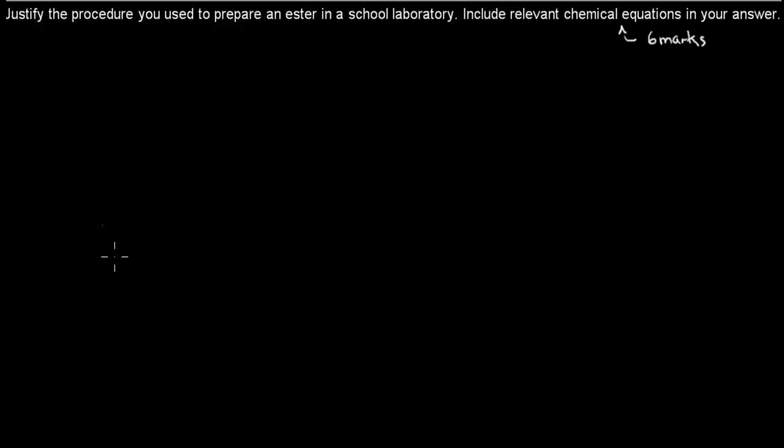Welcome to another past HSC exam question video. In this video we're going to cover this exam question, which comes from the Ester chapter. I'll read the actual question, and once I read it, you have about 5 seconds to pause the video, attempt the question, and then press play when you're ready. The question says: justify the procedure you used to prepare an ester in a school laboratory. Include relevant chemical equations in your answer. That's worth 6 marks. So when you're ready, pause the video and attempt the question.